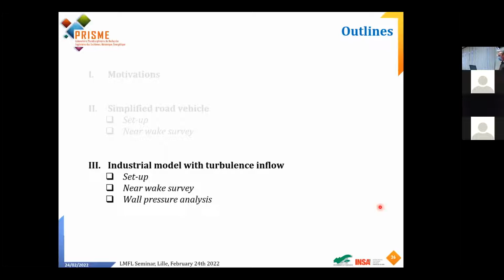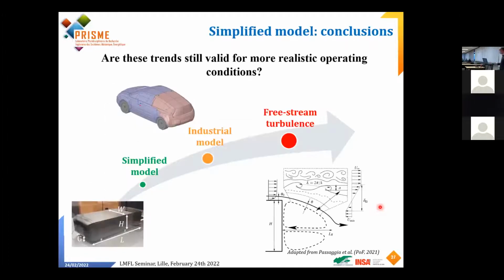So let's go now to the last part of the talk, which is dedicated to the industrial model investigation. As I said before, we started from a very simplistic model, which is the Ahmed body. We now go to a more realistic one, a C4 Picasso model, at a small size still, but more realistic. And on top of it, we will implement free stream turbulence.